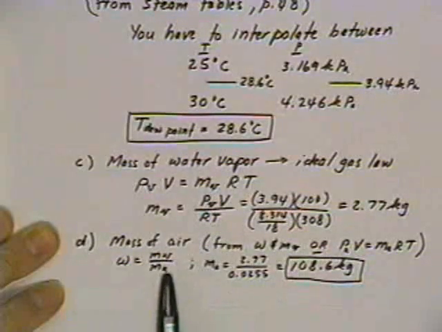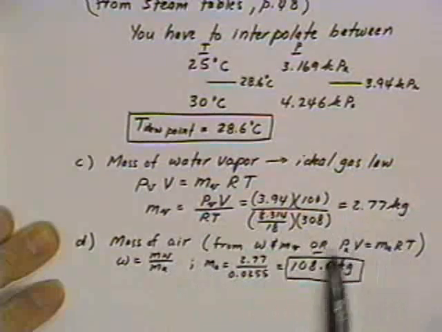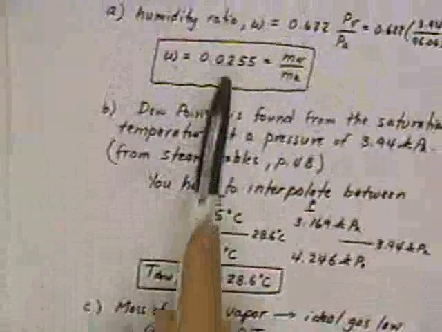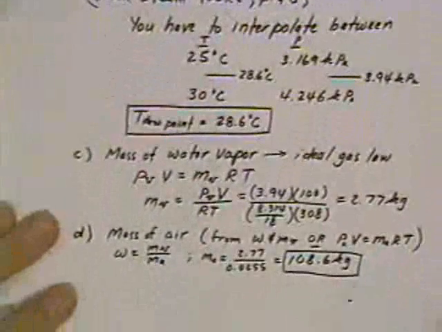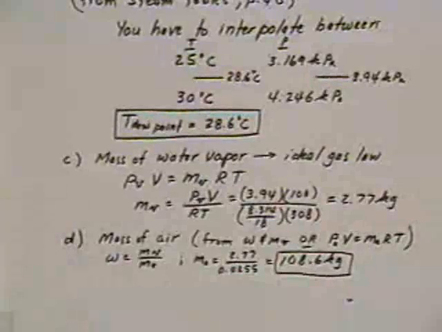Omega is equal to the mass of vapor divided by the mass of the air. So the mass of the air then is 2.77, which is what we just calculated here, divided by the humidity ratio, which is what we calculated up here earlier, of 0.255, and we find that it's 108.6 kilograms. So in this particular mixture, we have 2.77 kilograms of moisture and 108.6 kilograms of air contained within this air-water mixture.